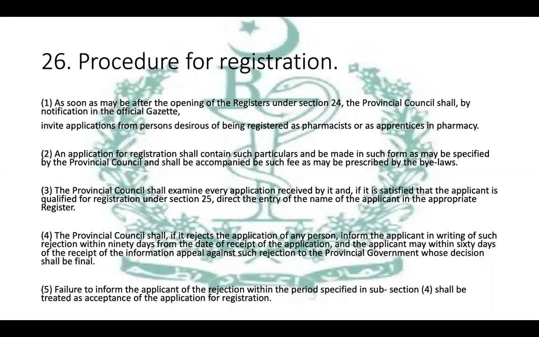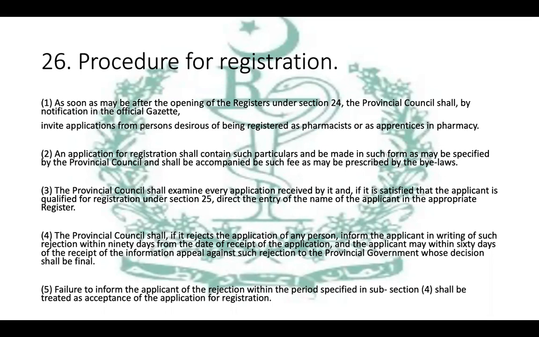Section 26(4) says, the provincial council shall, if it rejects the application of any person, inform the applicant in writing of such rejection within 90 days from the date of receipt of application. If the person does not qualify, does not fulfill the criteria of the Provincial Pharmacy Council, and his application has been rejected, the time period is 90 days. Within 90 days, they can inform the person that your registration has not been accepted.